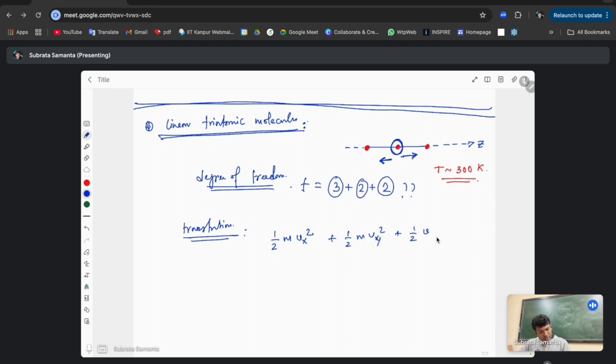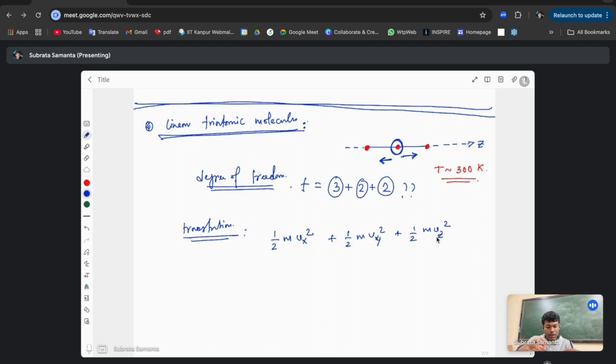vy square and then half m vz square, right? Because this is basically a linear atomic molecule, for each direction. Not each atom, so three atoms, and that is basically the molecule.